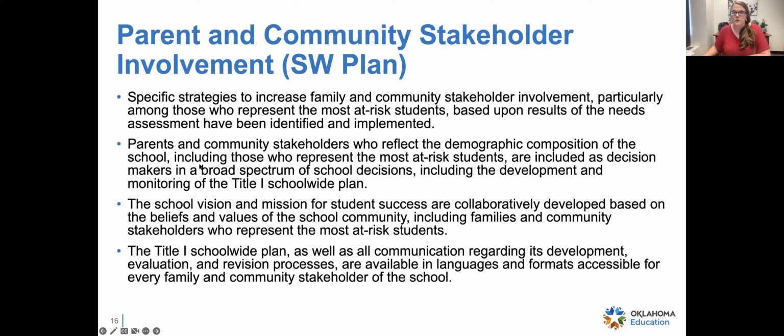Are there any questions right now about that parent and community stakeholder involvement, or any additional insights to offer?